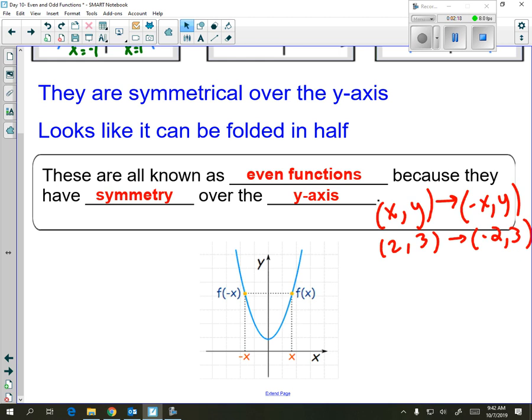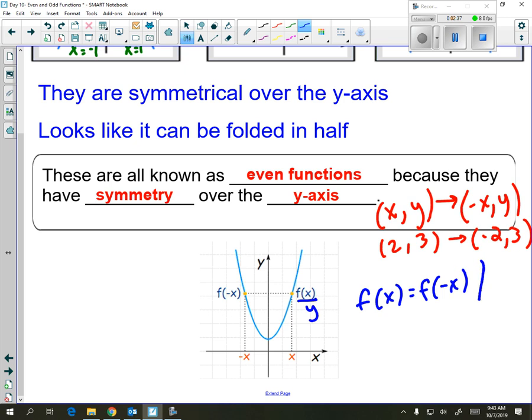Here's a graph of an even function. What we say is, remember f of x is also your output, your y value? Well, the output of f of x is going to be the same when you put in a -x. This is just saying that your y values, the outputs, are the same whether you input a positive or a negative.